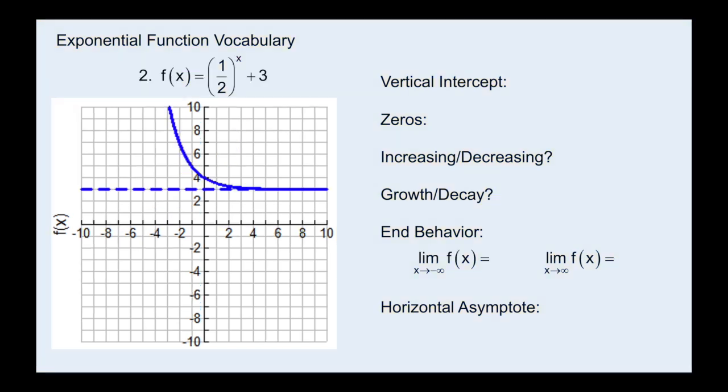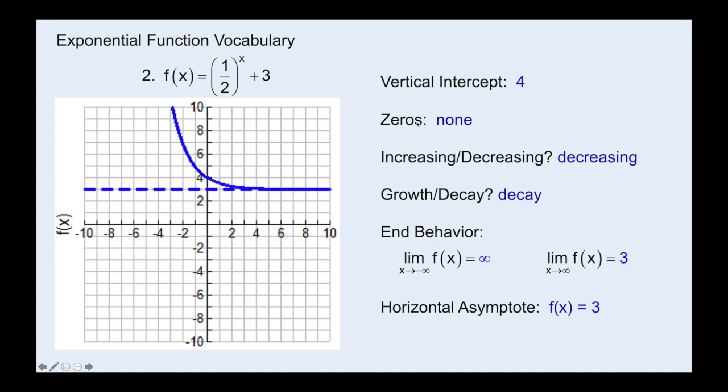So I want you to do as much as you can with number 2, filling in any information that you can fill in. So again, the vertical intercept is going to be where our graph passes through the vertical axis, and in this case, it's going to be at 4. The zeros here, it never crosses over the x-axis, so we're going to say none as far as zeros.